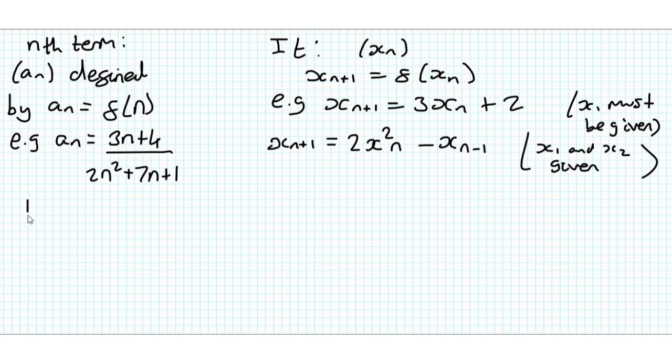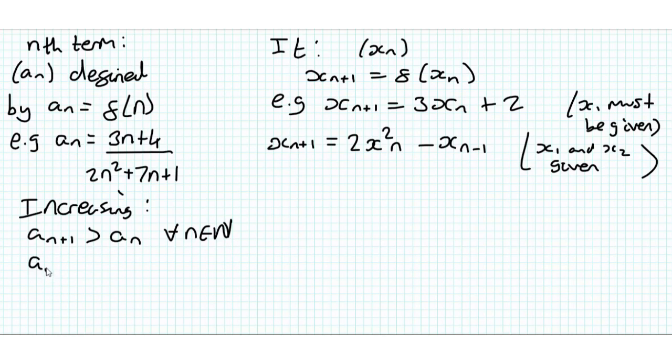Right, next up we're going to look at increasing sequences. So this is pretty simple. If a_(n+1), so if as the term number increases, this means that term in the sequence is bigger than the previous one, and that's for all n, then that's an increasing sequence. So for an example, a_n is equal to n squared.